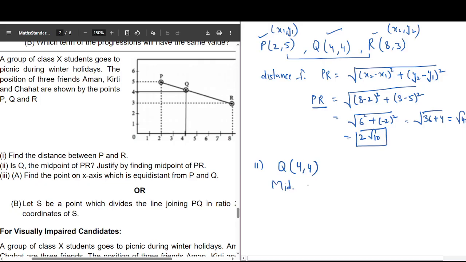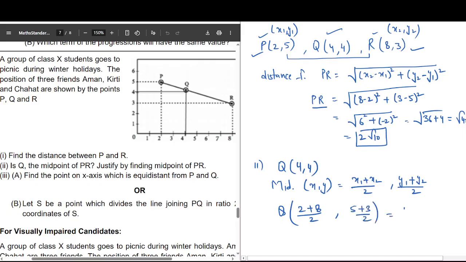Our midpoint formula says that the coordinates of the midpoint will be (x1 plus x2) upon 2 for x, and (y1 plus y2) upon 2 for y. We have to find the midpoint of P and R, so we will take the coordinates of P and the coordinates of R. So the coordinates will be x1 plus x2, that is 2 plus 8 divided by 2, and the y coordinate will be 5 plus 3 divided by 2. So we get 10 upon 2 and 8 upon 2, so we get 5 and 4. That means the coordinates of the midpoint are 5 and 4.